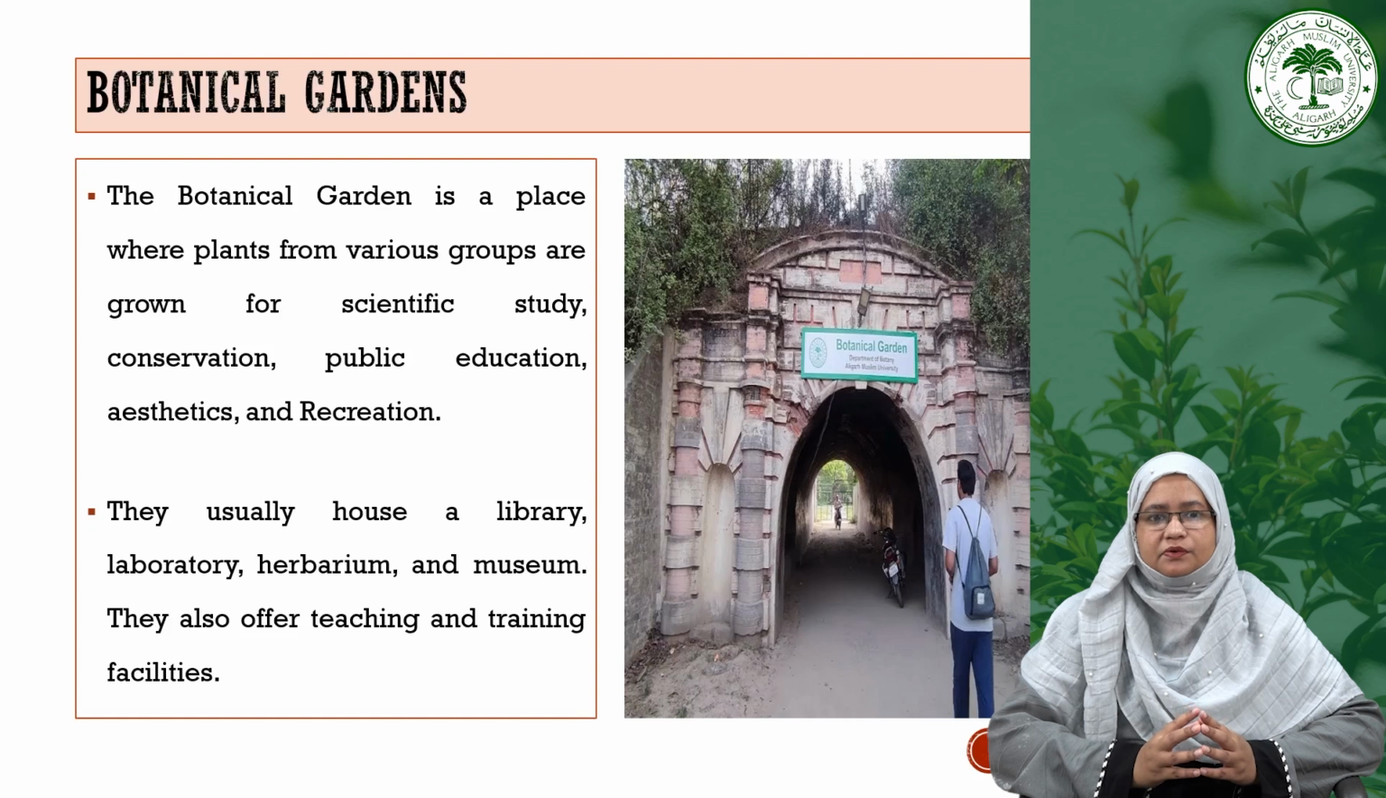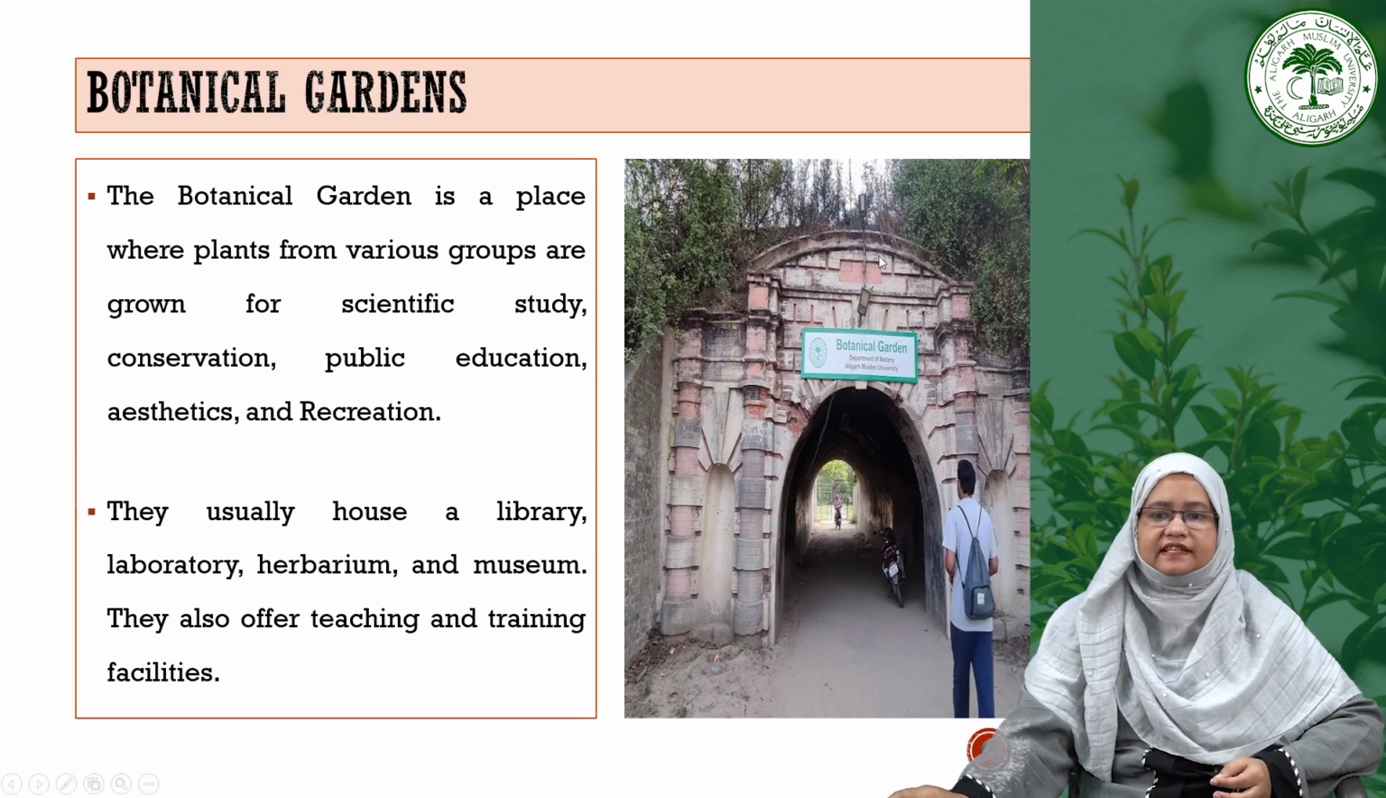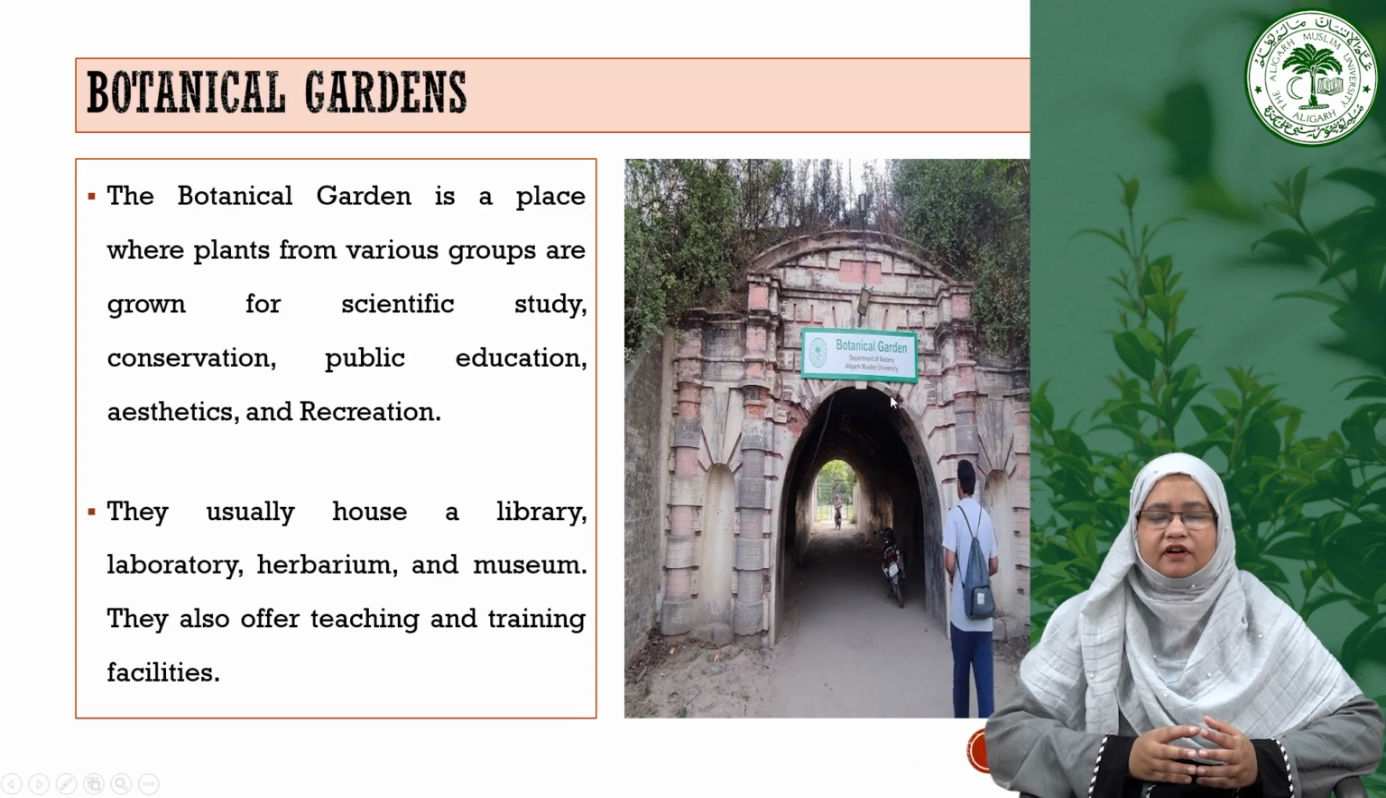Then the next important tool is the botanical gardens. Botanical gardens are places where plants from various groups are grown for their scientific study, conservation, public education, aesthetics and recreation. They usually house a library or laboratory, herbarium and museum, and they also offer teaching and training facilities. As you can see in this image, this is the botanical garden of the Department of Botany, Aligarh University. A number of species are present here, more than 200 species of plants, maintained initially by Dr. Wajahat Hussain, a famous taxonomist.